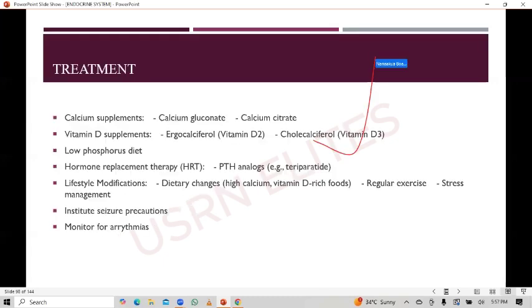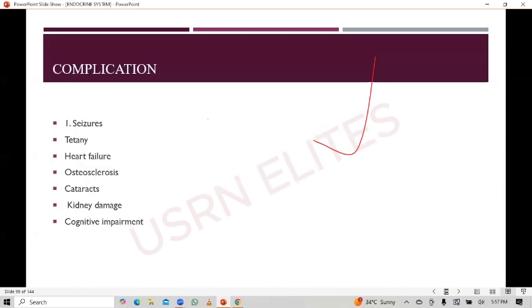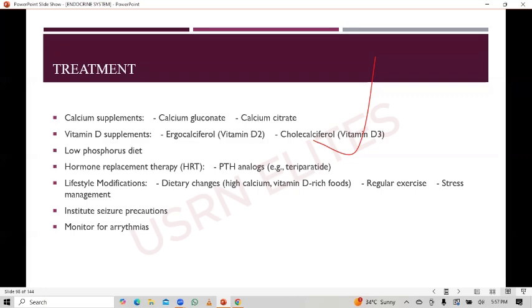Someone is writing on my screen. All right, so the treatment is here. The treatment must give what? Calcium supplements, right? You must give calcium supplements. So calcium gluconate and calcium citrate.